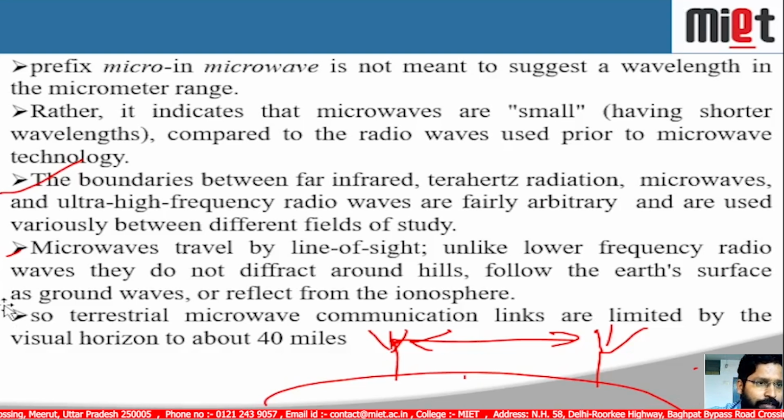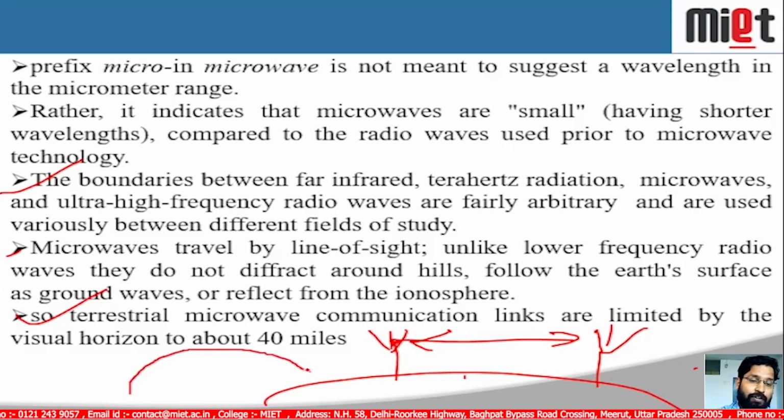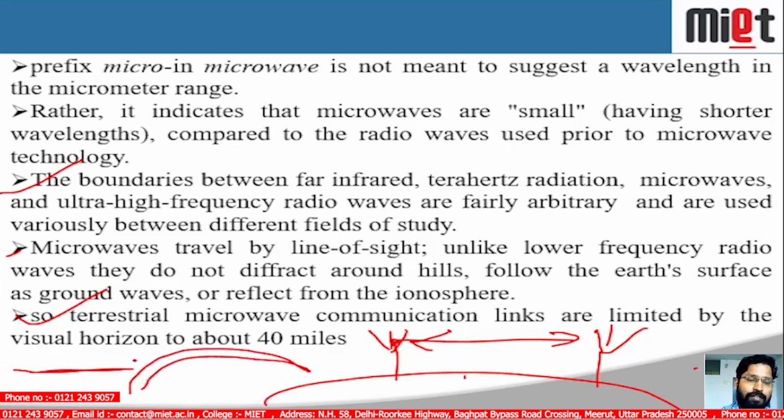Here it is indicated that terrestrial microwave communication links are limited by the visual horizon to about 100 miles. In line of sight propagation, these are limited to a 40-mile distance. After that, there is loss due to the curvature of the Earth, because as we know, the Earth has a round surface and is not a straight line.